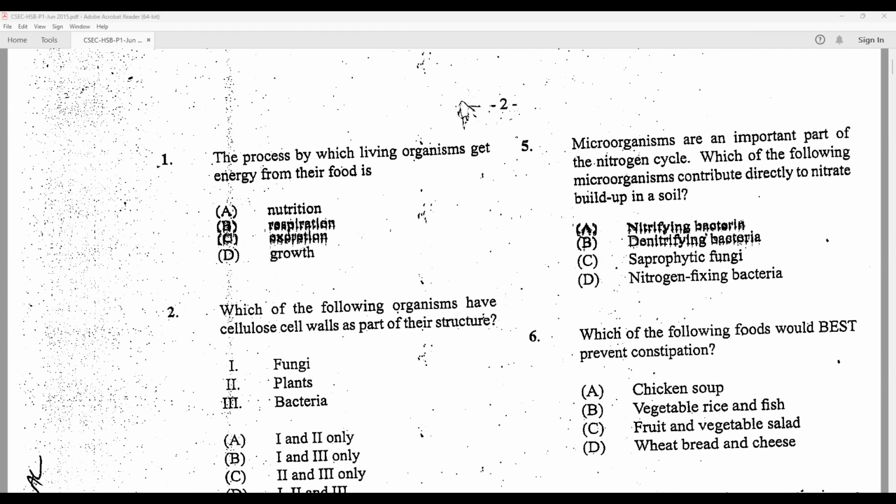And I want to start off by letting you know that the multiple choice paper, this paper 1, follows the syllabus. So the syllabus starts with section A, followed by section B, C, D, and E. Likewise, you should expect that in the multiple choice. So this first question, question 1, will obviously be from section A of the syllabus. The process by which living organisms get their energy from food. Respiration is the answer.